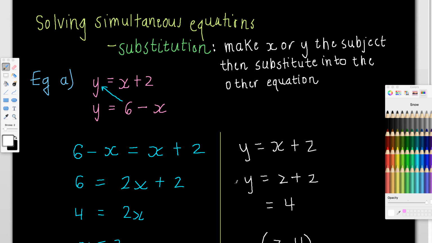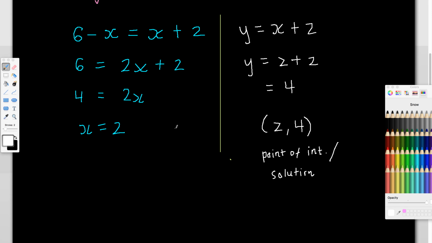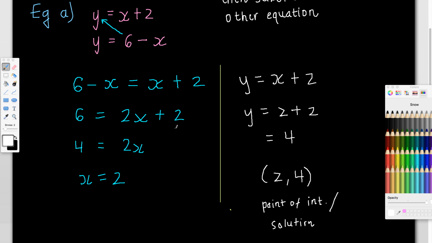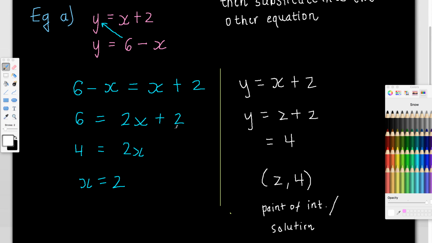Okay, so that is substitution in possibly its easiest form. Of course, you could come across some a little bit different to this, so I'll show you another one that's similar to this and then one that's a little bit different.